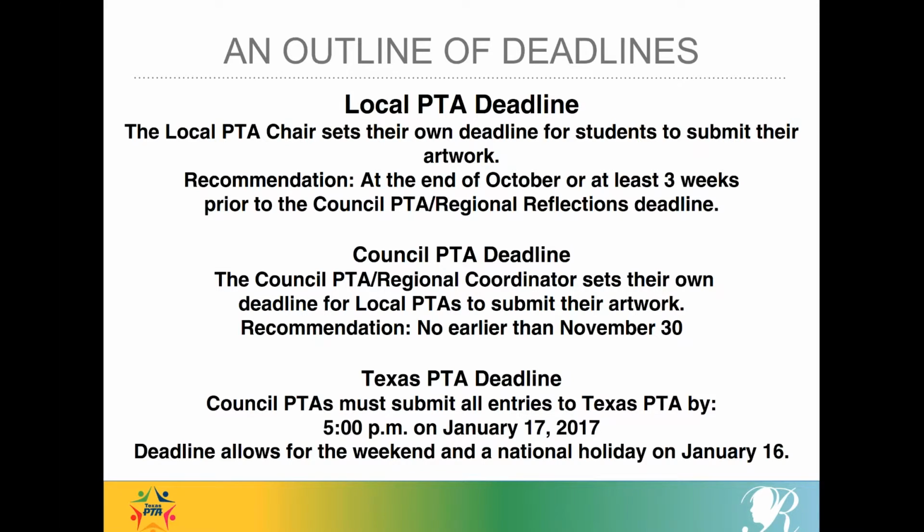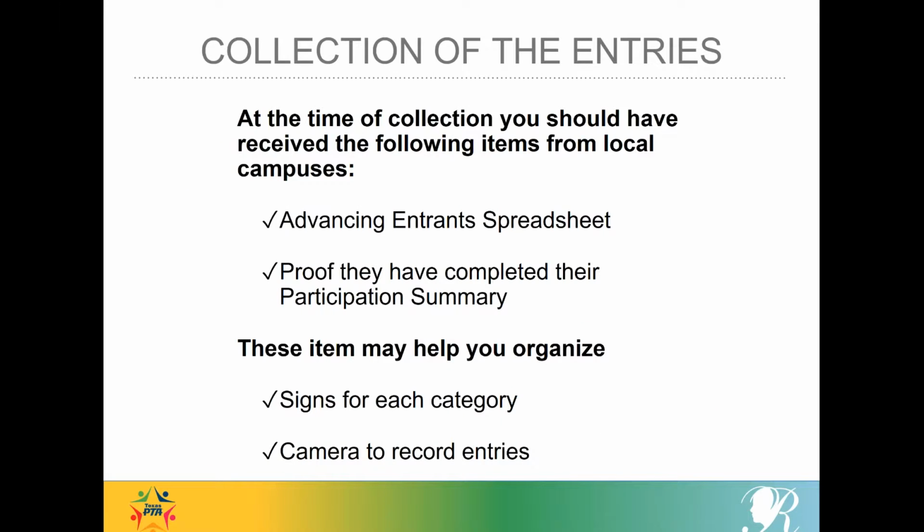When they complete the form, the advancing entry spreadsheet will be emailed to council or regional leaders directly. The advancing entry spreadsheet should have all the student information you need for each advancing entry. The list can also verify physical submissions of entries from local schools at the time of the collection.